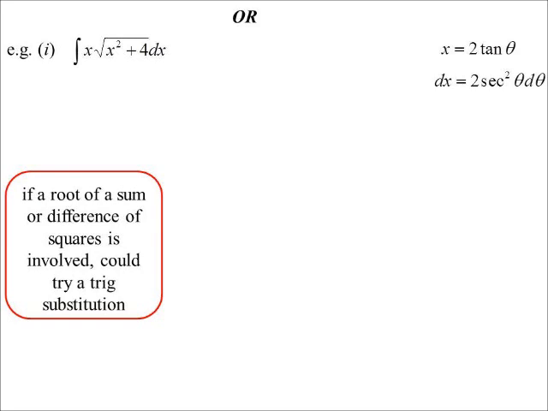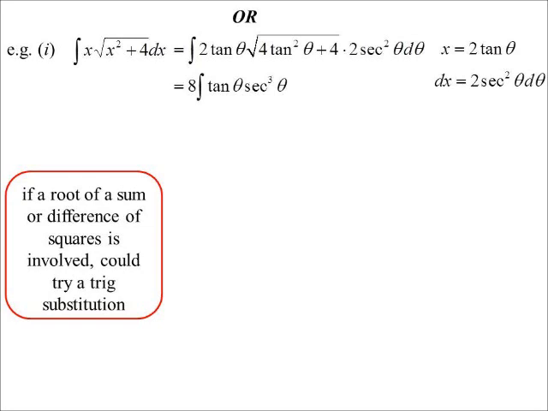So let's substitute in. Notice, by the way, I've made x the subject rather than theta the subject for this. It looks a lot worse, but it's not. Okay, the x becomes 2 tan theta. The square root of x squared plus 4 becomes the square root of 4 tan squared plus 4. Well, I know 1 plus tan squared is sec squared. So I now have 4 sec squared. The square root of 4 sec squared is 2 sec. Multiply that by the 2 sec squared, and I now, all up, have 8 tan theta sec cubed theta.